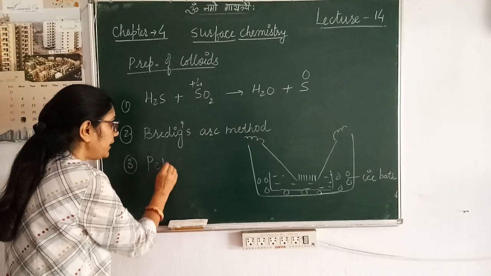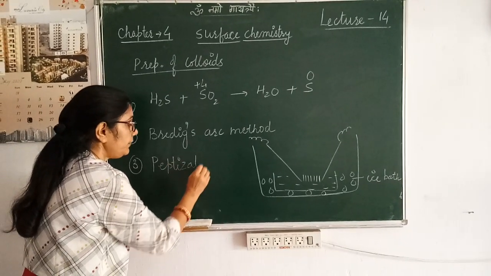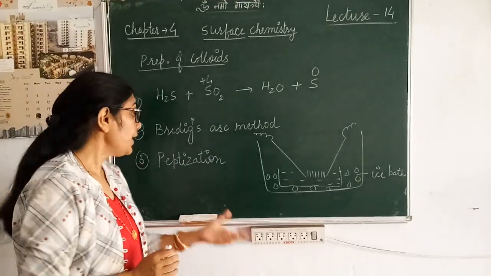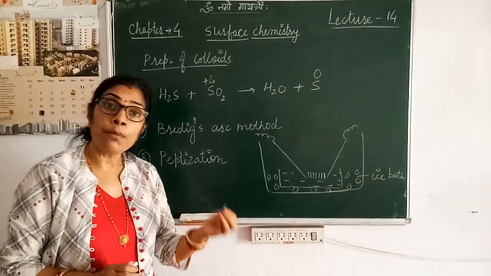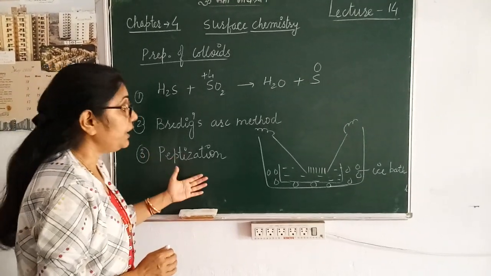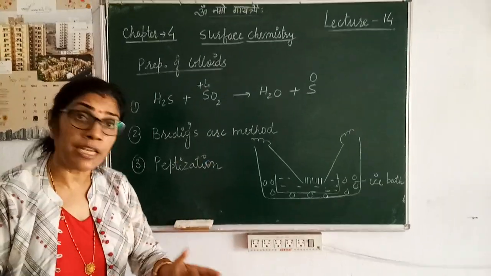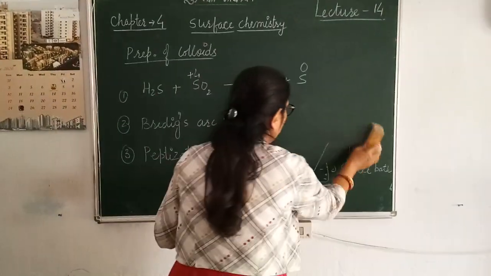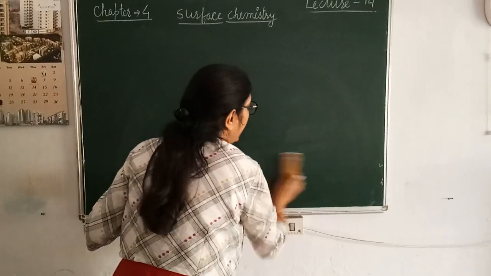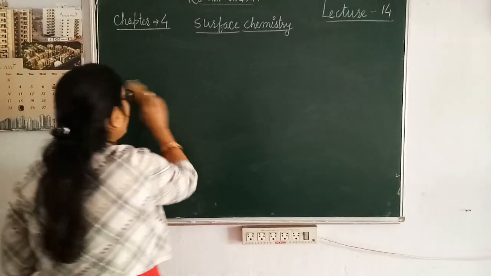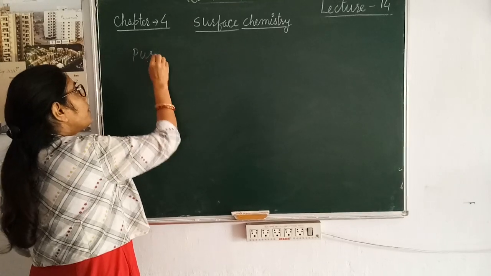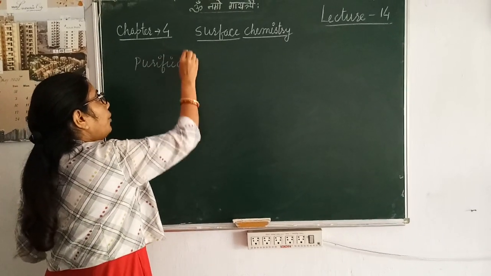One more is peptization. It is just the reverse of precipitation or coagulation of colloids. Peptization means the phenomenon by which a freshly prepared precipitate is converted into a colloid in the presence of an electrolyte, and that electrolyte is known as the peptizing agent. And whatever manner you prepare it, it is going to have some impurities. So the next is purification of colloids.